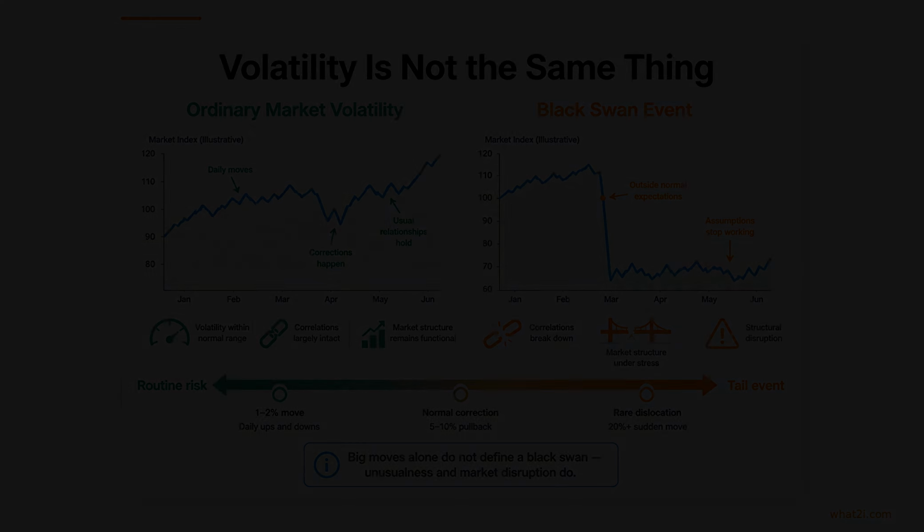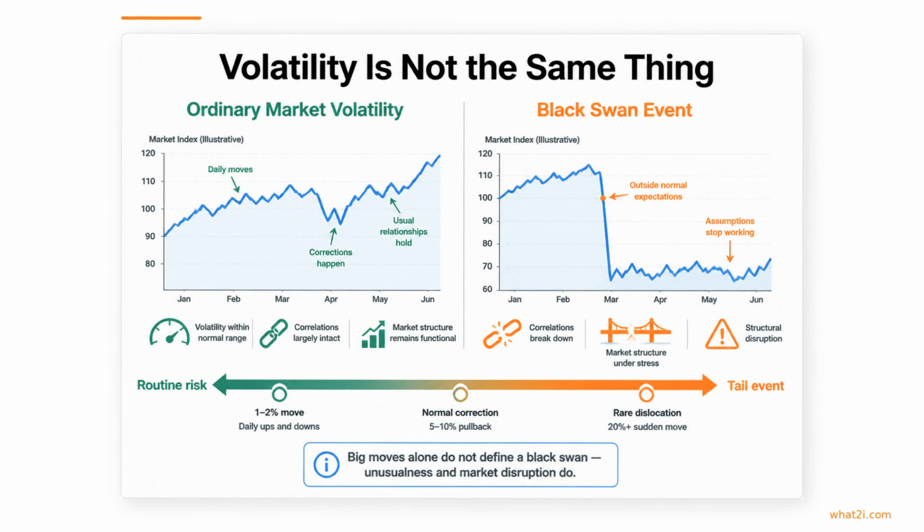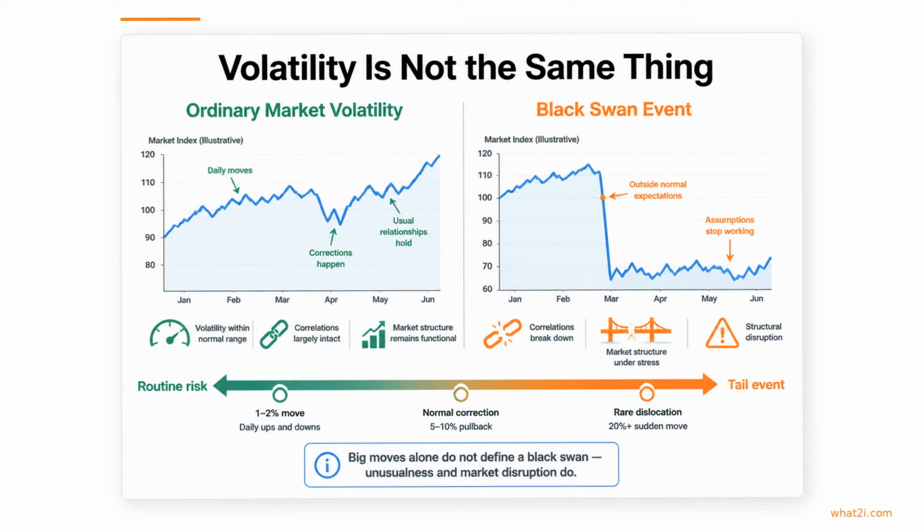Routine volatility and black swans are not the same thing. Markets naturally experience daily fluctuations, pullbacks, and even periodic corrections, and those are part of normal risk. A black swan is different because it involves a deeper dislocation where standard assumptions stop working. Correlations can jump, liquidity can disappear, and price moves can become much larger or faster than normal models imply. So the defining issue is not just that the move is big. It is that the event is unusually disruptive and breaks the structure investors were relying on.